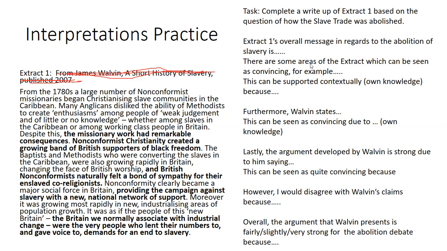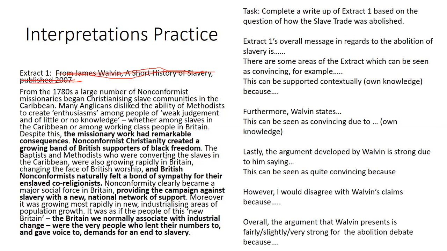Then, pick a part which is convincing. Pick a quote. Back it up with your own knowledge. Link that to the concept of slavery abolition. Then pick another quote. Tell me why that's convincing with your own knowledge. Pick another quote. Tell me why that's convincing with your own knowledge. And then what part of this might you disagree with? And then overall, the argument that Welvin presents is fairly, slightly, or very strong for the abolition debate because.